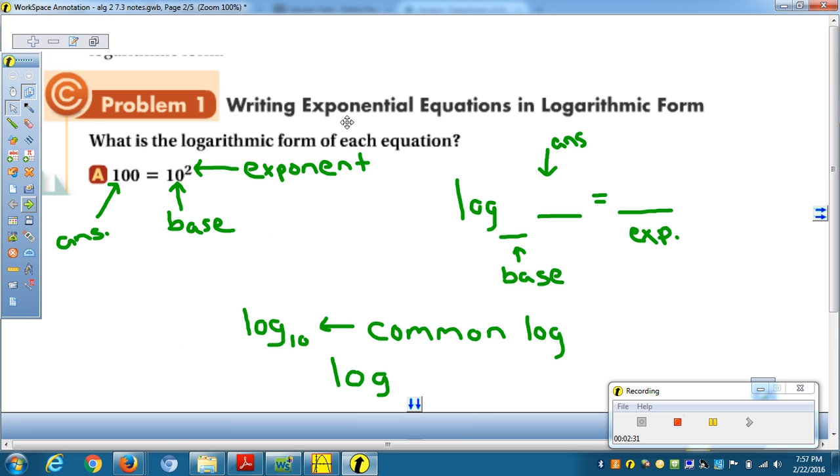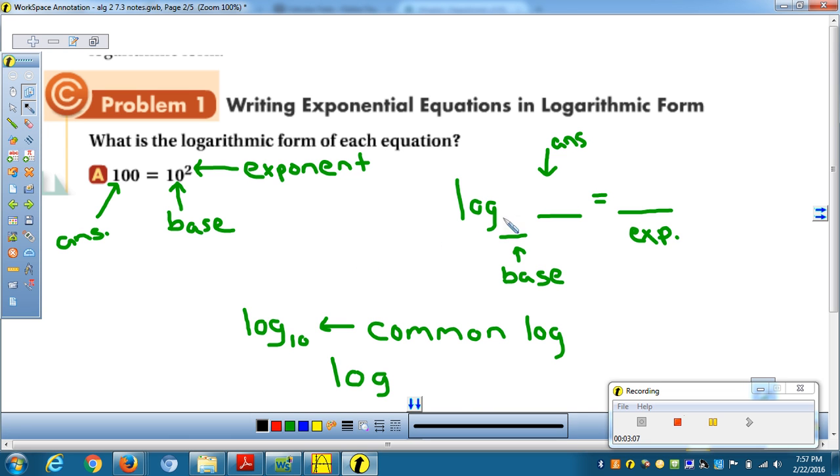Okay, so let's practice this a little bit, going back and forth between log and exponential forms. So they've given us what is the logarithmic form for each equation, and the one they've given us is 100 equals 10 to the second. So again, the base of the exponent is the same base that we use for the log, so the base is 10. 2 in this equation is the exponent, and I'll just call the 100 the answer. We're going to rearrange these to put it in log form.